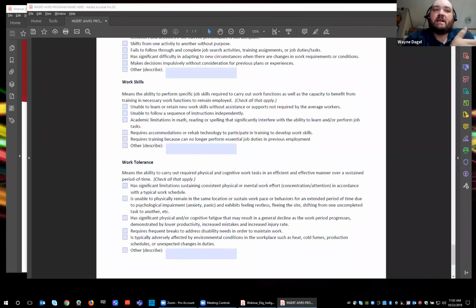We want to always err on the side of the consumer, but we also have to protect our federal funds. We also have to protect our program integrity, and we also have to follow the ethical guidelines of the CRC, which governs all voc rehab service provision. So we have to make sure that we take care of our stuff first, and then we can err on the side of the consumer.